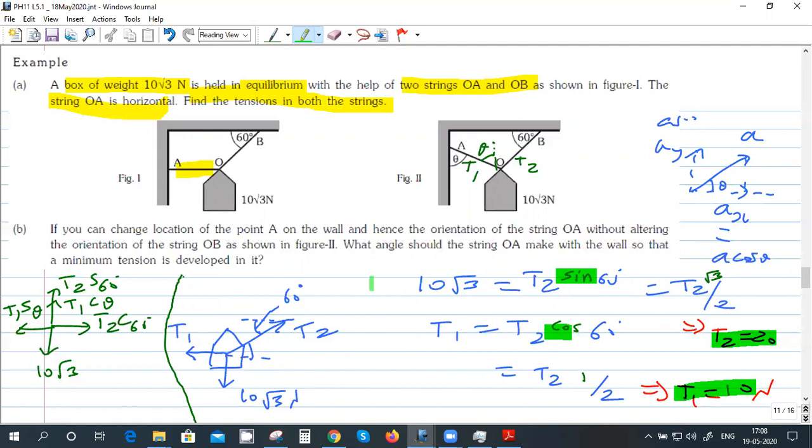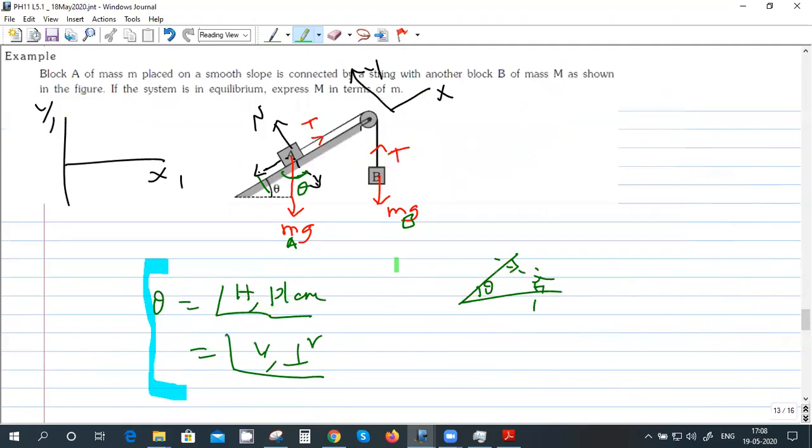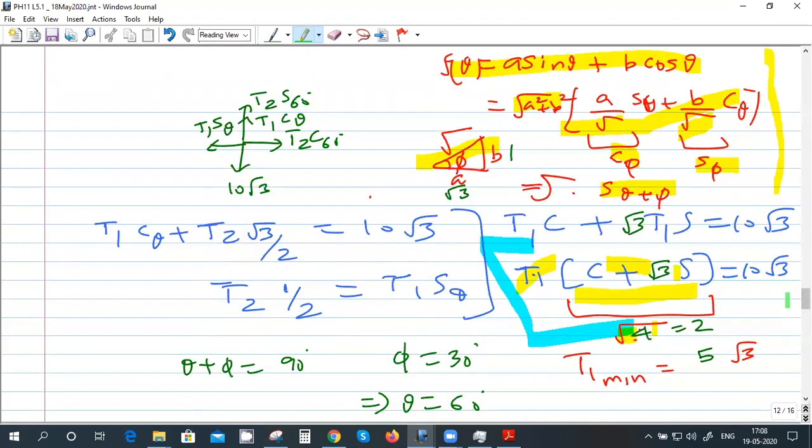That's what I do. After the class, I'll remove the mistakes and clean it up and put it as notes. So the corrected one is there in the notes. Yes, sir, this is the one you're talking about, no? Yes. Whenever there is a function of this type, a cos theta plus b sin theta, this is a standard way of getting maxima and minima.